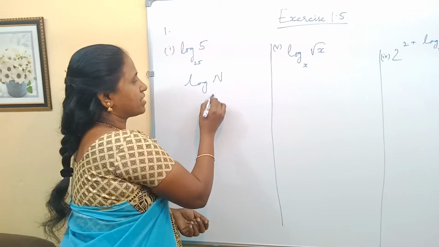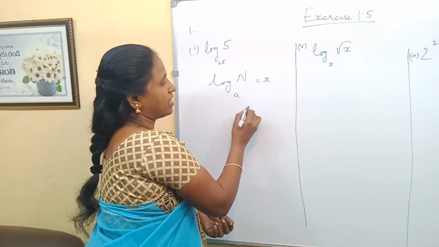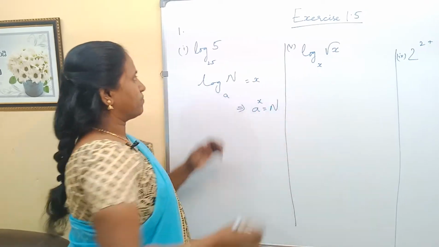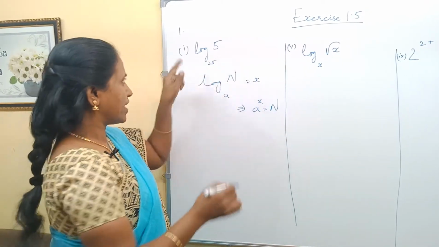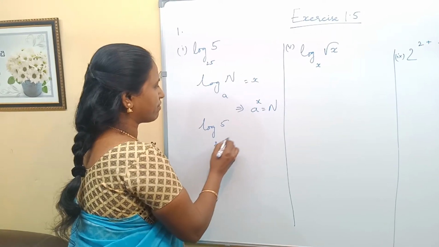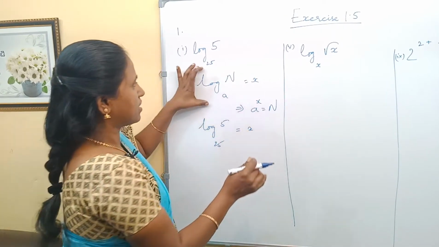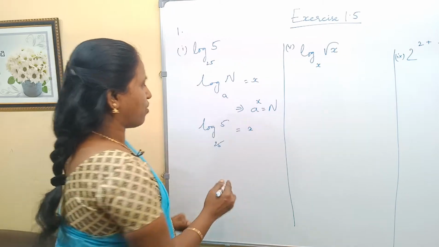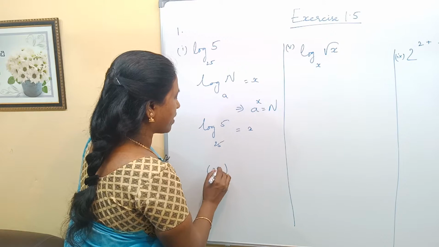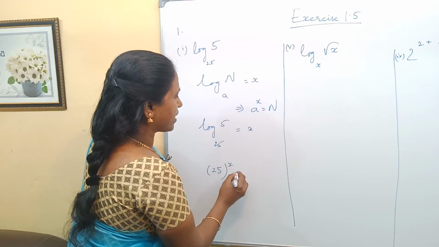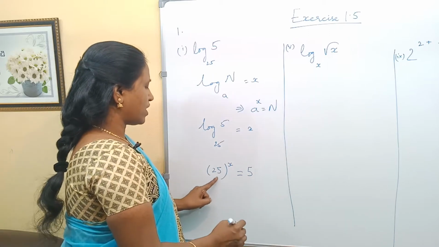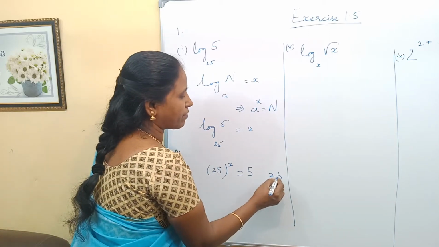Log n base a equal to x, which is nothing but a power x equal to n. So here we can substitute it this way. Log 5 base 25 equal to x. This is in this form. Let's take it to this form. That is 25 power x equal to 5. Right? Now let's prime factorize 25.